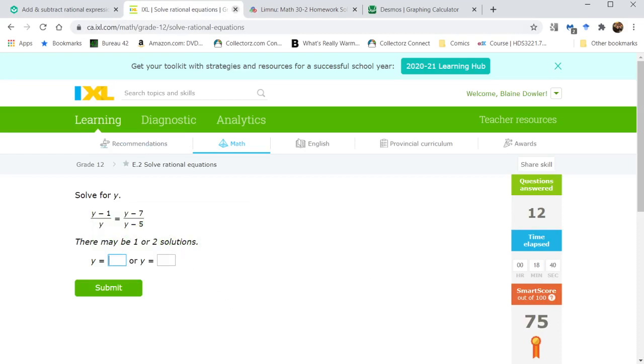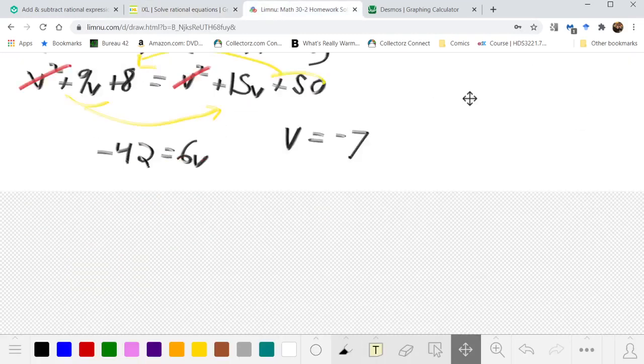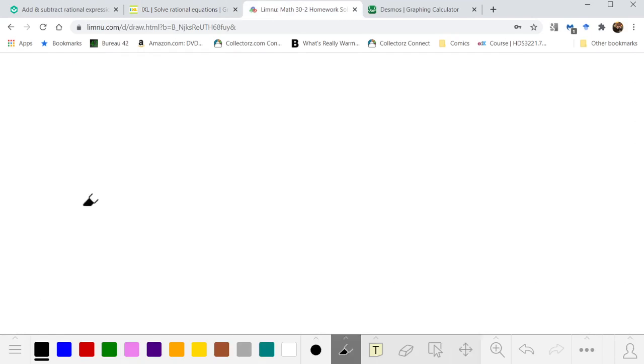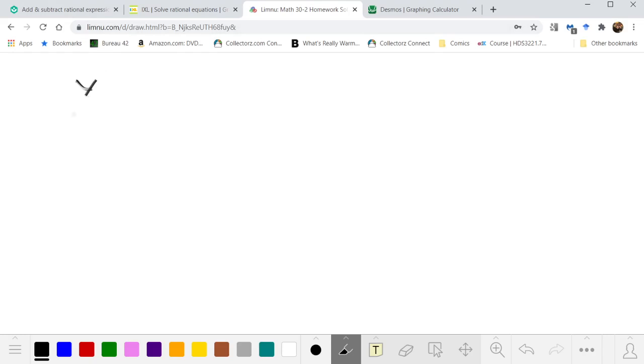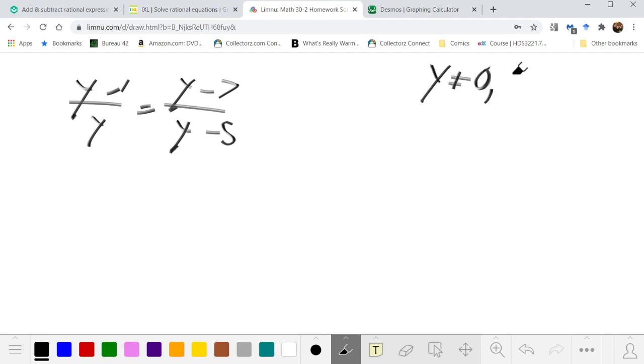Here, 1 or 2 solutions. So we have y minus 1 over y equals y minus 7 over y minus 5. So we make a note that y cannot be 0 or 5, because sometimes when we finish this algebra, those are the numbers that come out, and we have to reject those because they are not permitted.